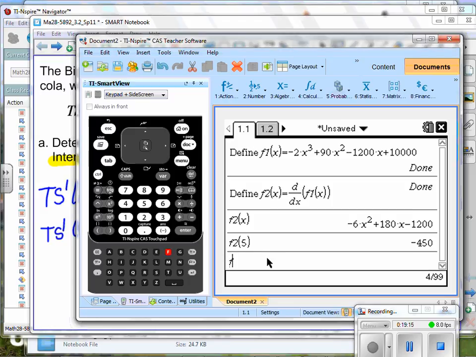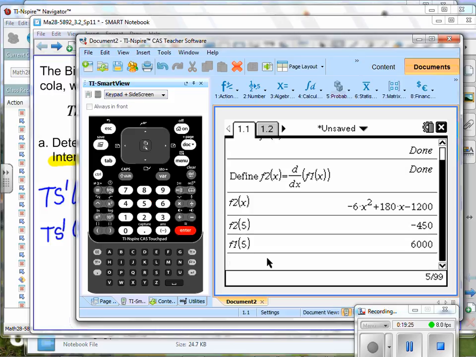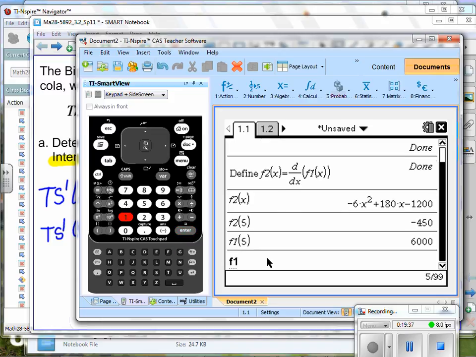Let's put in F1 of 5. Remember, this is now calculating the amount of total sales for $5 million in advertising. And we have $6,000 million. Let's just assume this is a good company here. Okay, now let's put in F1 of 6, because what we're saying is that if we spend one more unit, what's our unit? $1 million. If we spend $1 million more, one more unit, that makes it 6.